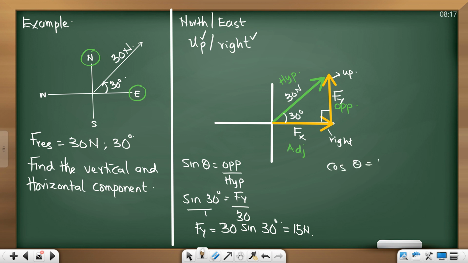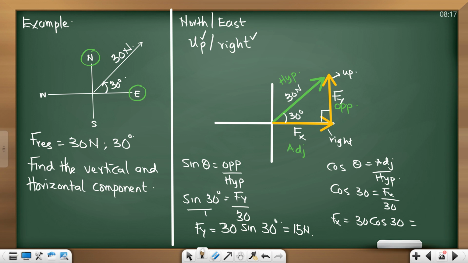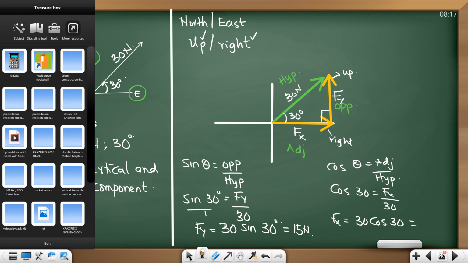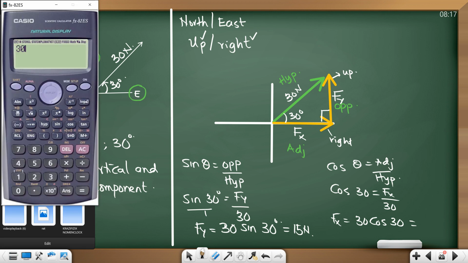Cos theta is adjacent over hypotenuse. Cos 30 is what? Fx over 30. Cross multiply. Fx is 30 cos 30. All right. Give me an answer there. I want to show you something quickly, then I'll give you one question. 30 cos 30. Let's quickly walk through that. What do we have? 15 root 3, which is 25,98.